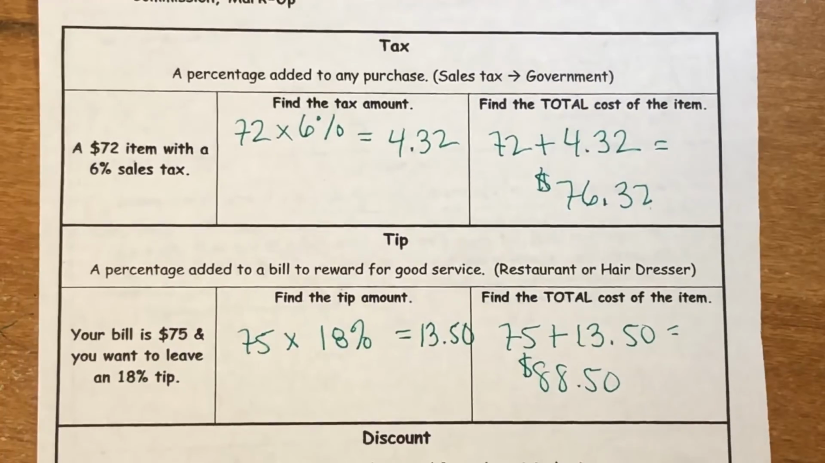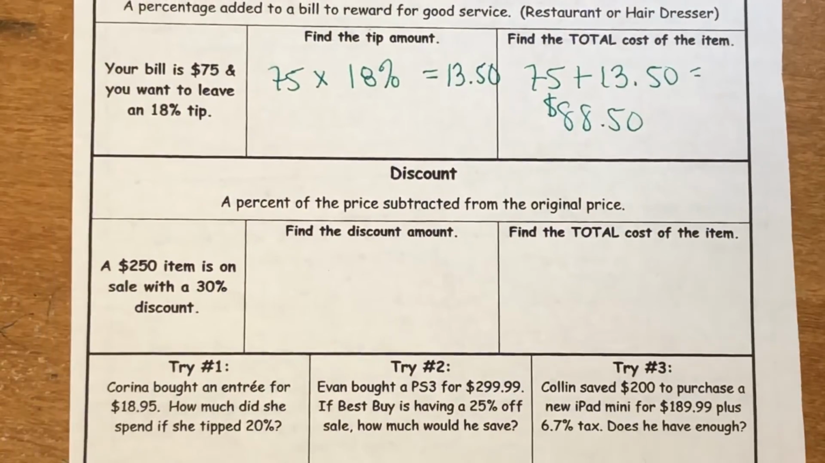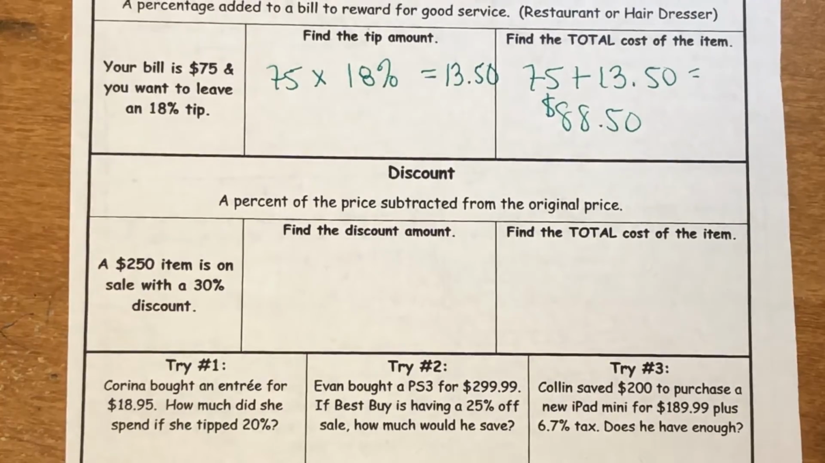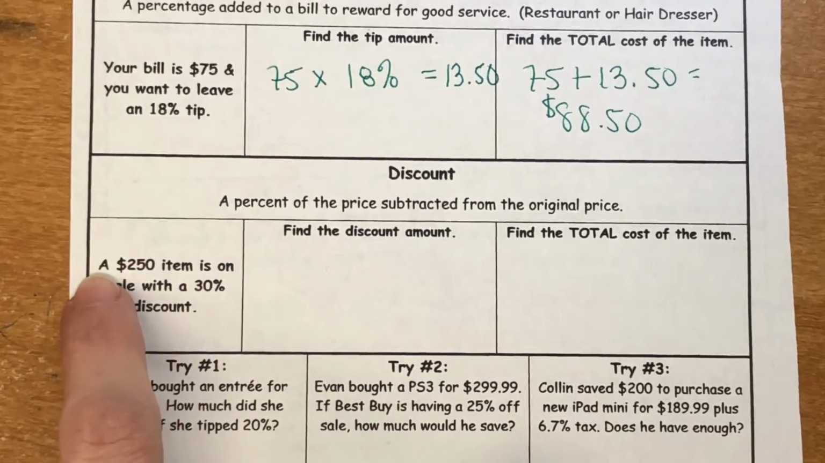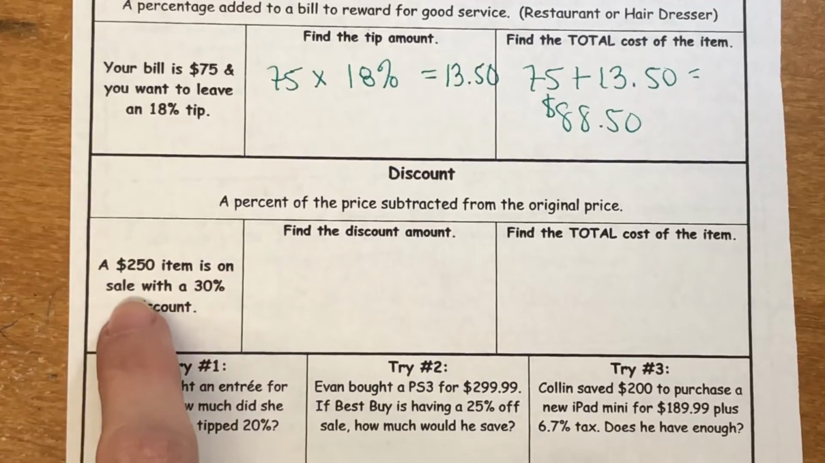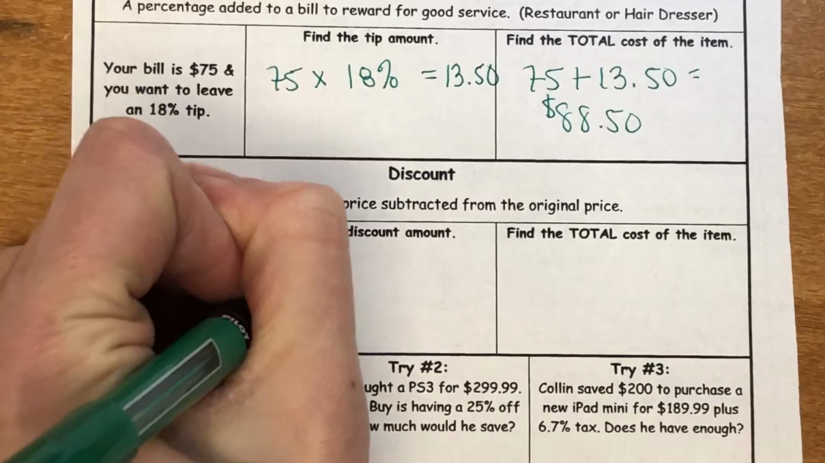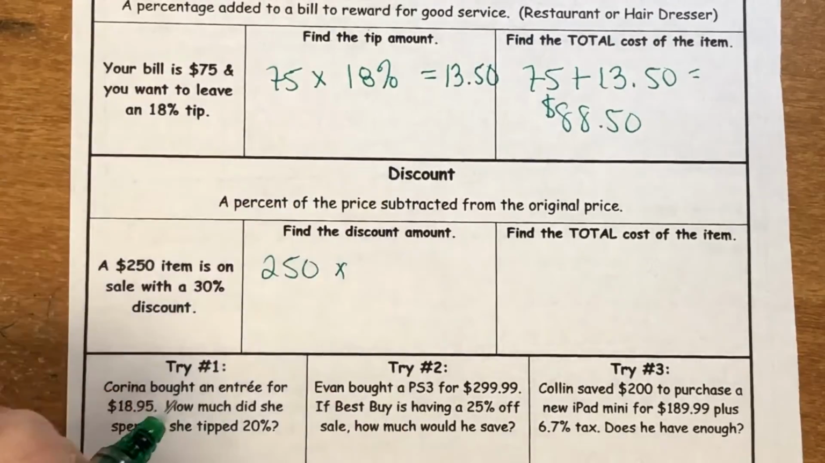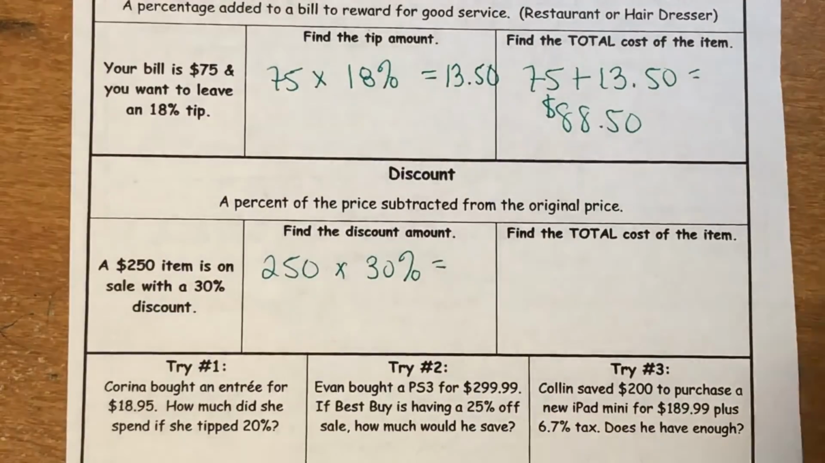Now, tax and tip you're going to add on to your price. Discount is a percent of the price subtracted from the original price. So with discount, you're subtracting. The first thing you're going to do is find the discount amount. So I have a $250 item on sale with a 30% discount. You're going to take your original price and multiply that by the percentage to get your discount amount.